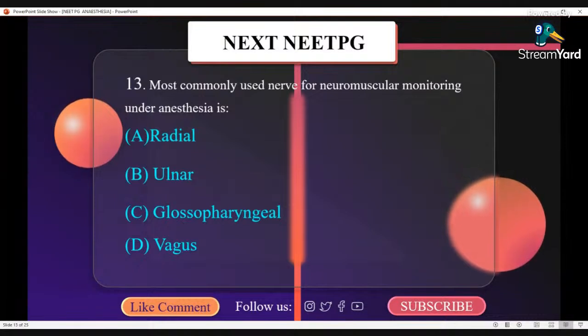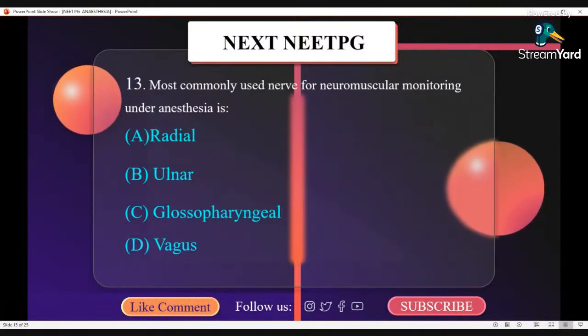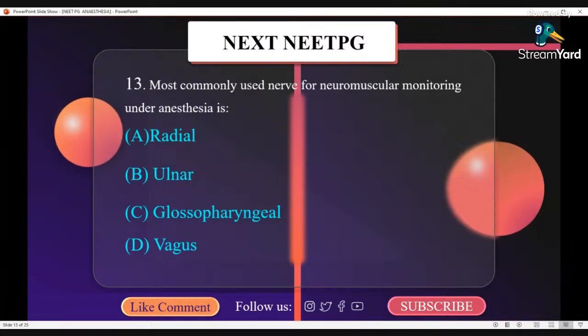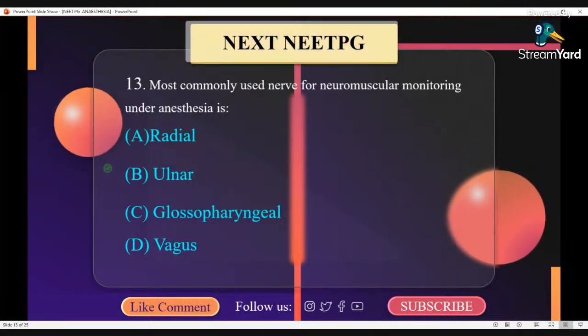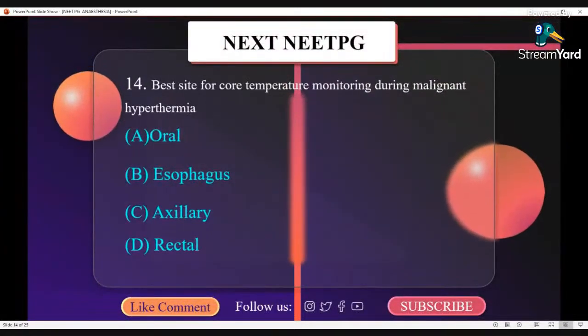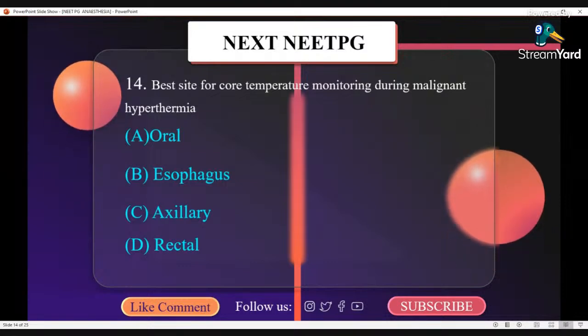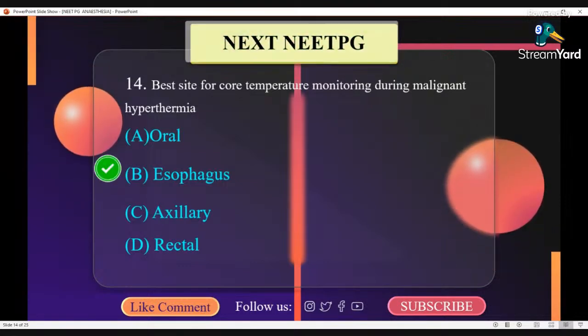Now, the most commonly used nerve for neuromuscular monitoring under anesthesia is B, ulnar nerve. Best site for core temperature monitoring during malignant hyperthermia is the esophagus. So the correct option is B, esophagus.